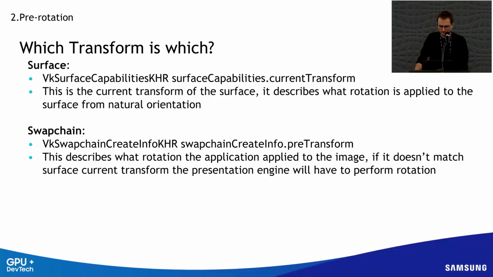Okay, I already talked about rotations and transforms and what is what. So you have the surface, which has a current transform. Vulkan is not able to set that. You can only query it. This is what rotation is applied for the surface from the device natural orientation. Then you have the swapchain pre-transform. This is what the application did to the swapchain image, and you set it when you create the swapchain. Again, if those two don't match, then the presentation engine will have to do the pre-rotation for you, which you do not want.